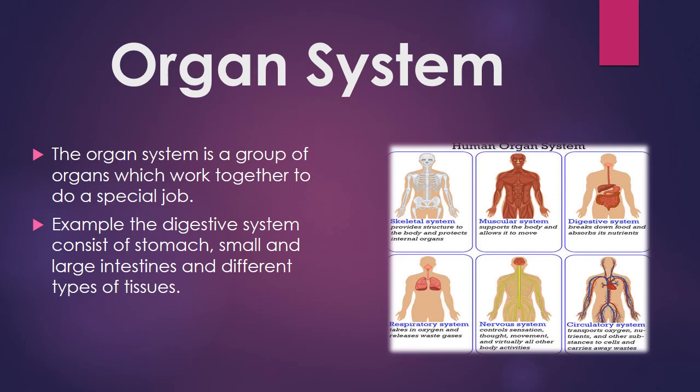Then comes the nervous system. The nervous system basically consists of your brain and the different nerves, and these help to send signals and messages to different parts of the body, and the body works according to the instructions that are given by the brain. Then the last is your circulatory system.